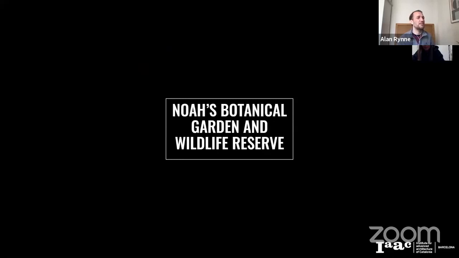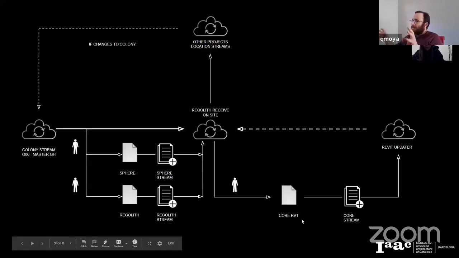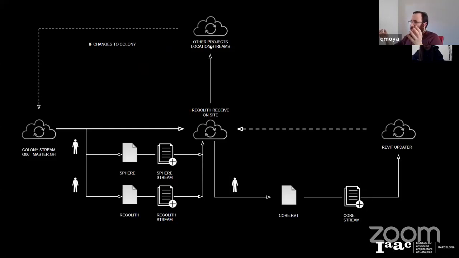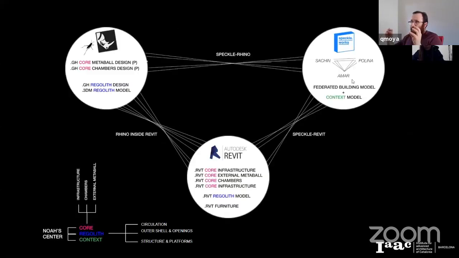Mm-hmm. Kim, if you want to join in. Maybe just me, but I didn't understand exactly how the Revit model and the Grasshopper model, at what point they touch each other. So I see there is one part that was being designed in Revit and the other part was designed in Rhino Grasshopper. But this core, at what moment does it enter in contact with the other part?